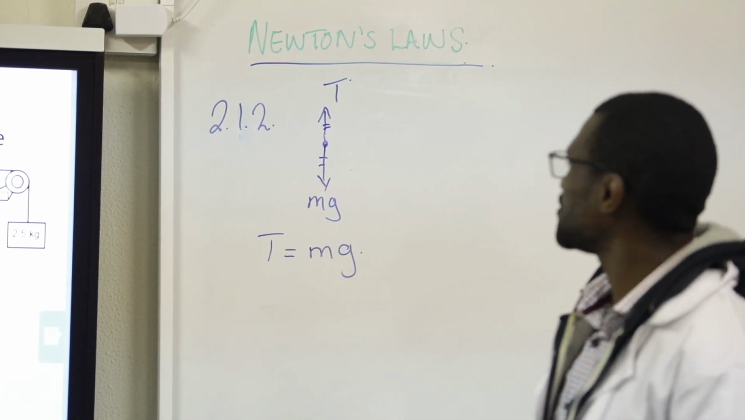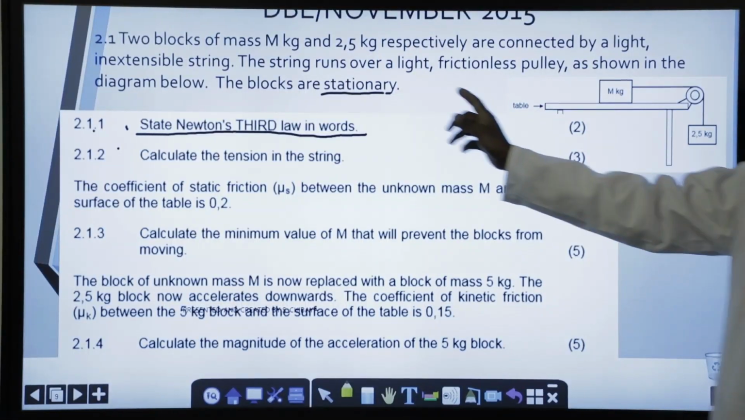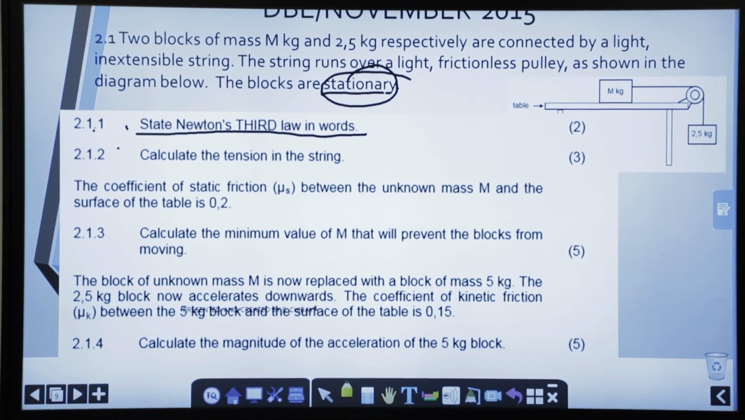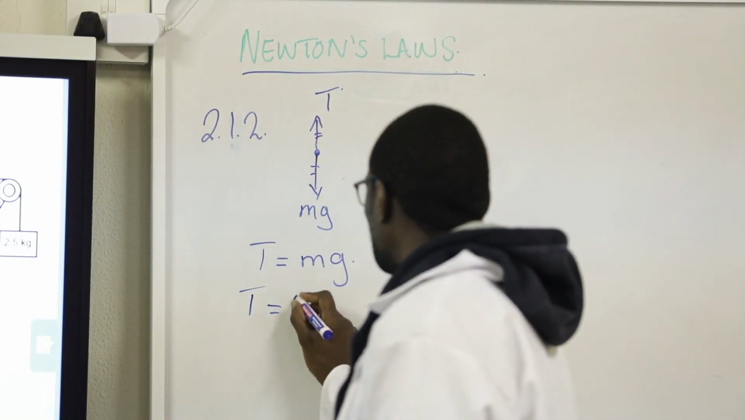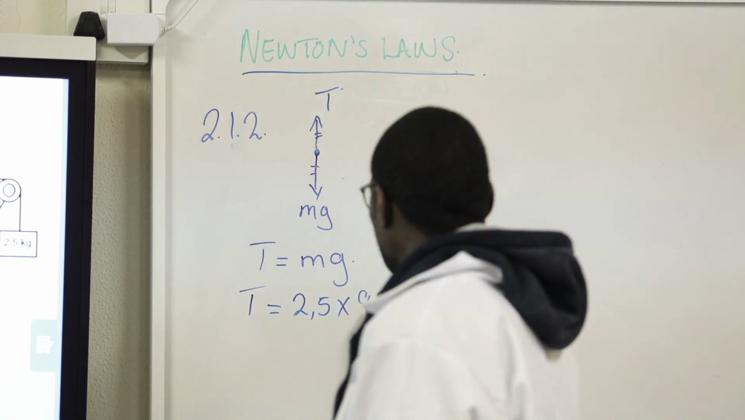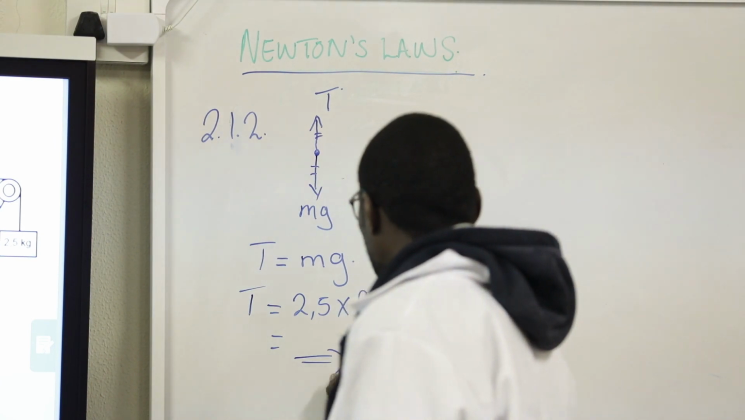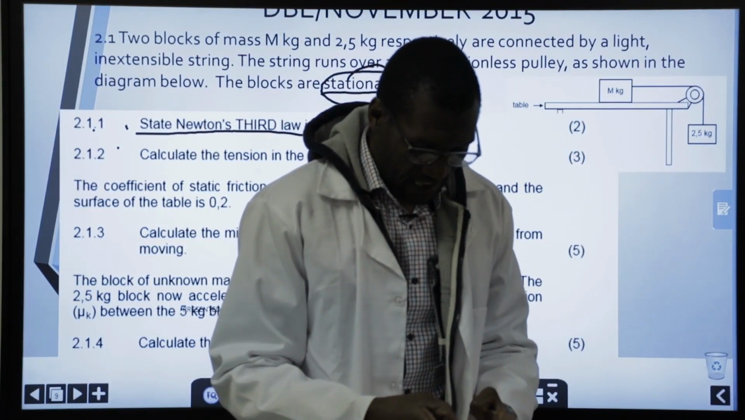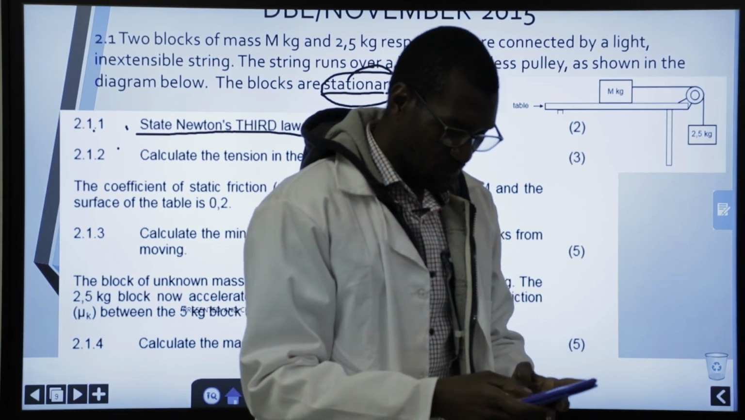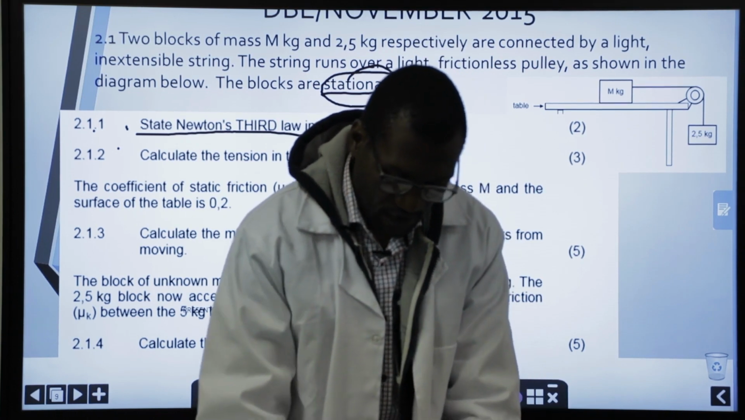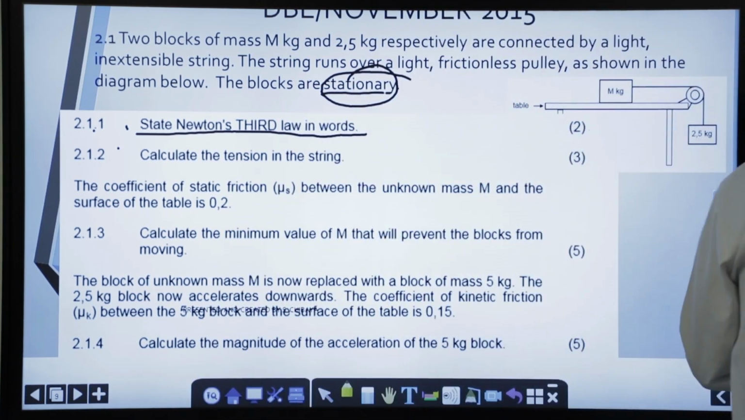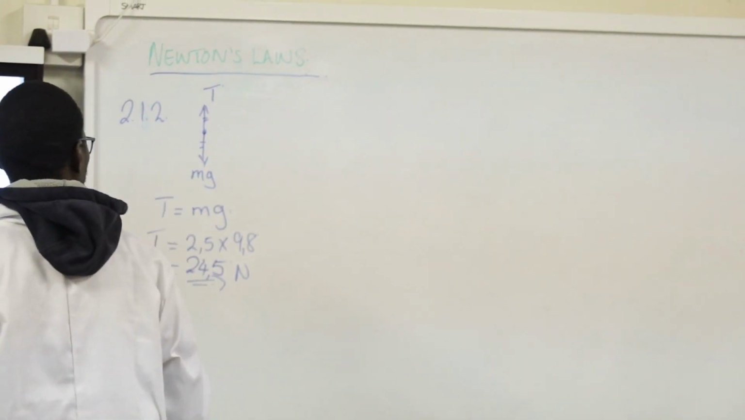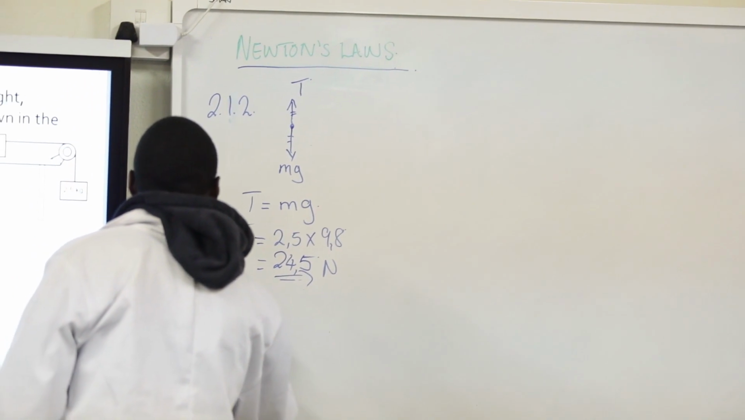What makes me think that these two forces are equal? I underlined the word stationary. The system is not moving. So my tension is going to be equal to mass 2.5 multiplied by 9.8. Tension is calculated in newtons. Pull out your calculator and calculate 2.5 multiplied by 9.8. And there you got an answer of 24.5 newtons. Let's write it down. 24.5 newtons. Done and dusted. Let's move on to 2.3.